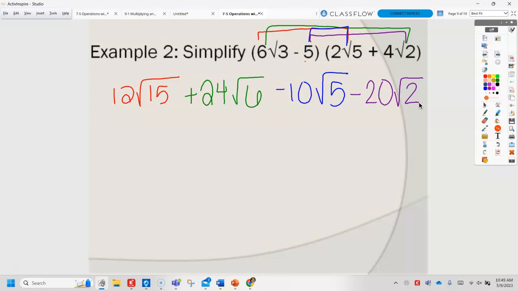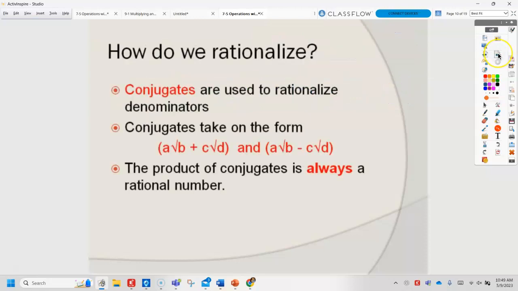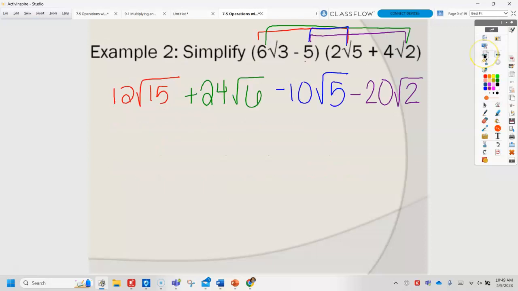Multiplying is simply FOILing. We're not going to do that. So we're going to cross off the conjugates, and we're going to cross off the examples on the next page. Not going to overcomplicate your lives either.